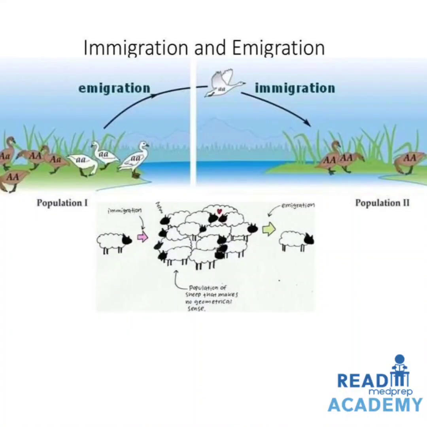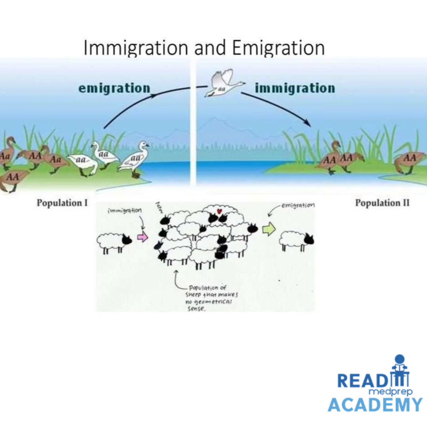Here you can see when a flock of birds migrate from a place and leave the place, it is called emigration. If the flock of birds enters a new place and mixes with the population there, it is called immigration.